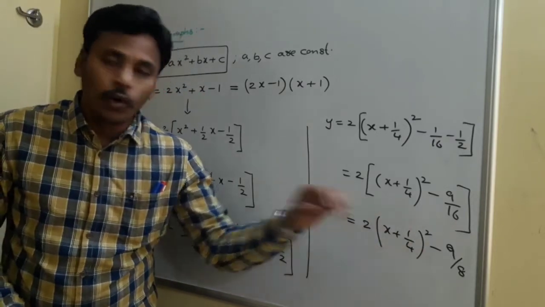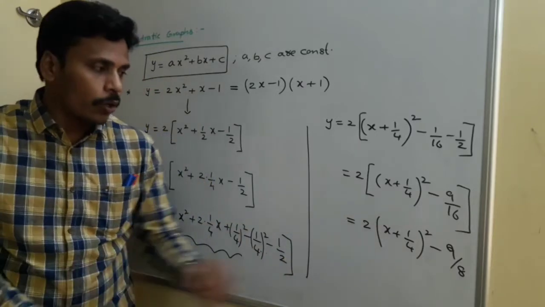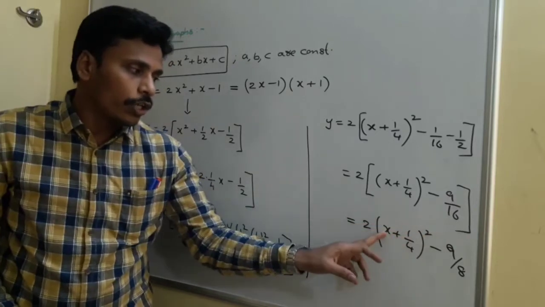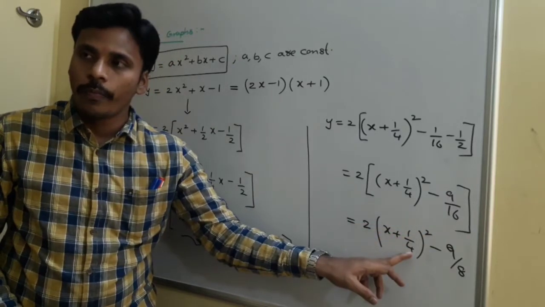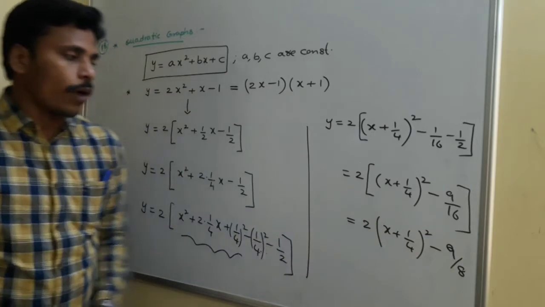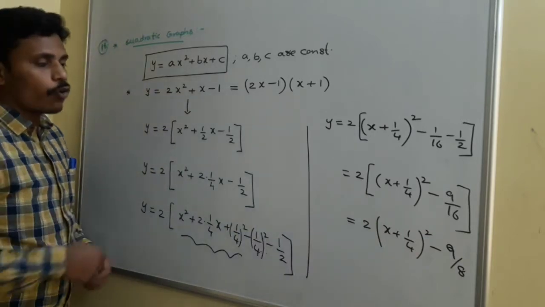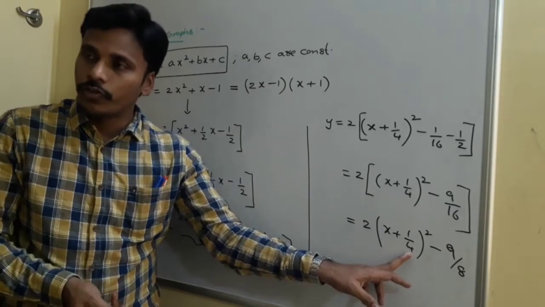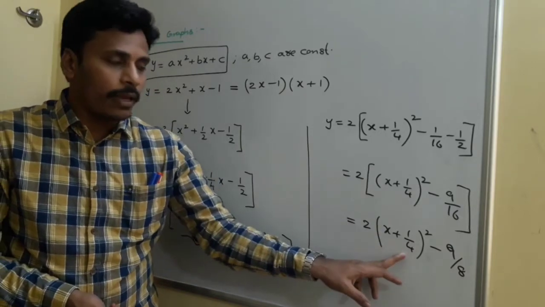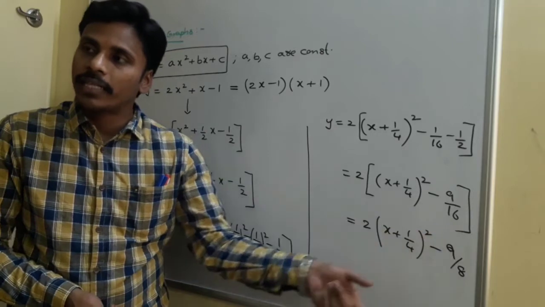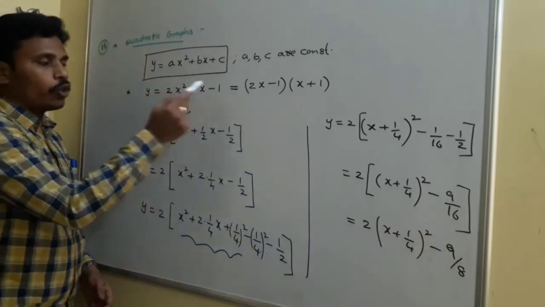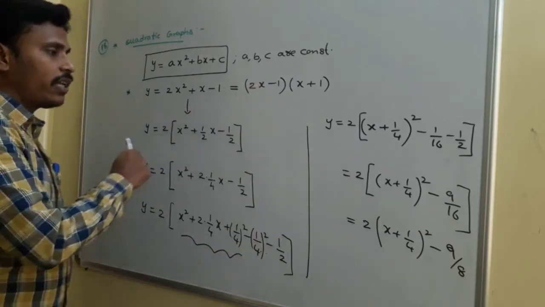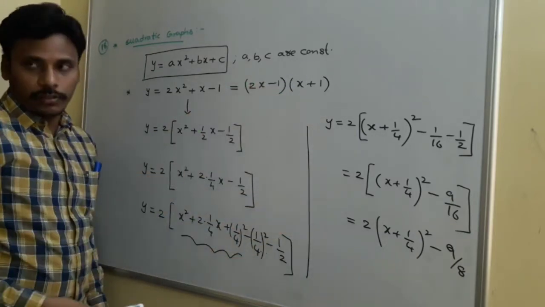See, x plus 1 by 4 whole square, so you need to apply a plus b whole square. A square is x square into 2, that is 2x square. 2ab is 2 into x into 1 by 4, and one more 2 is there, and the 4 and 4 get cancelled, left with plus x. And then 1 by 4 square is 1 by 16, multiplied with 2 gives 1 by 8. 1 minus 9 is minus 8 by 8, and that is minus 1. Both are the same. Is it clear? So I am going to erase this, and I think you are all aware of this conversion, right?